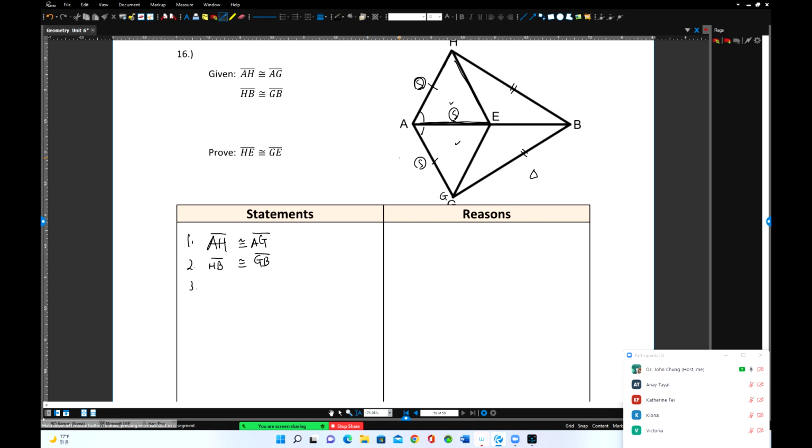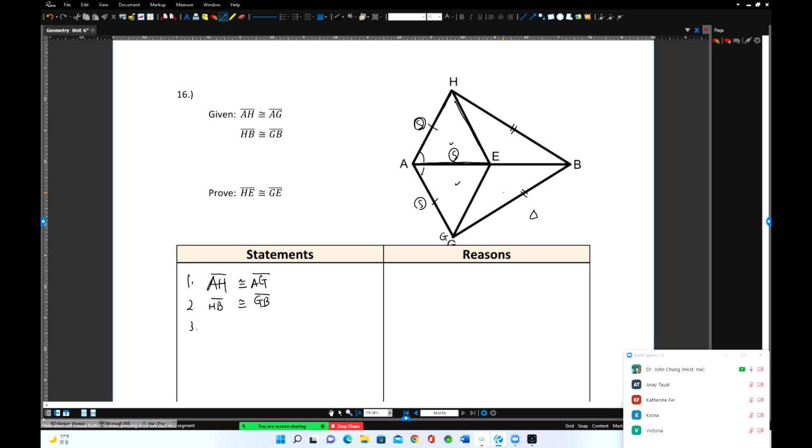Triangle ABH congruent triangle ABG, right? You have to prove this one. So we already got two sides over here, side to side. We need one more side over here, AB congruent AB. That is reflexive. Number 1 and 2 is given.